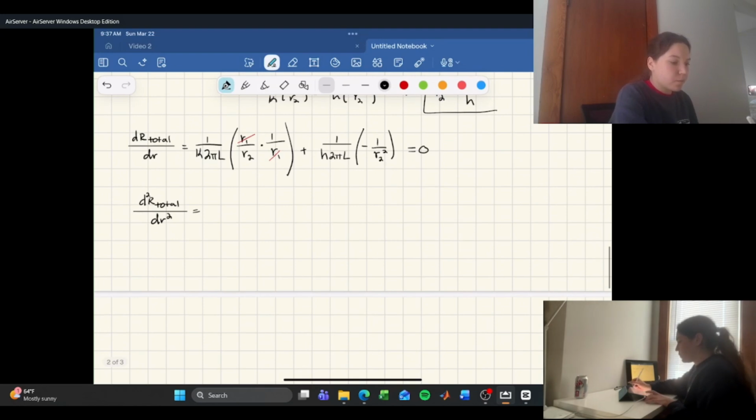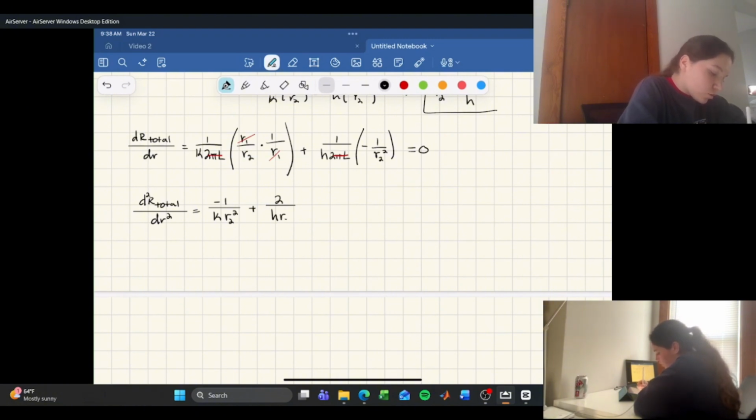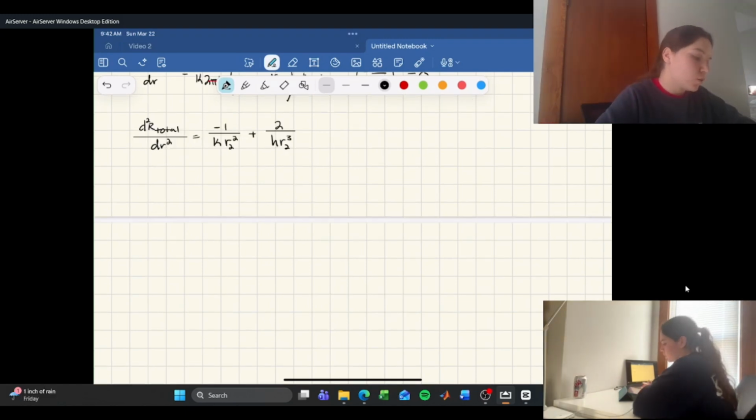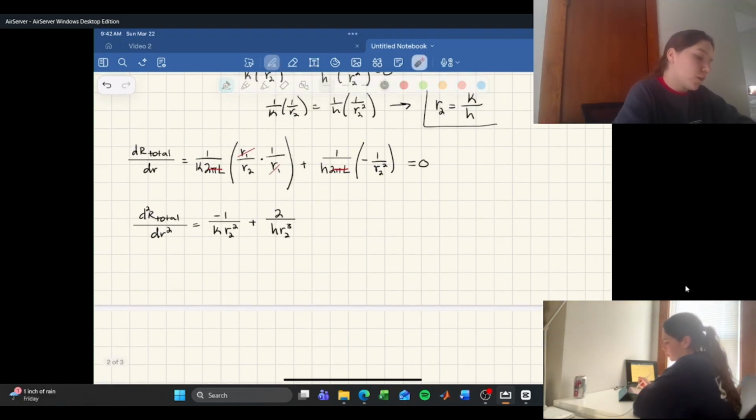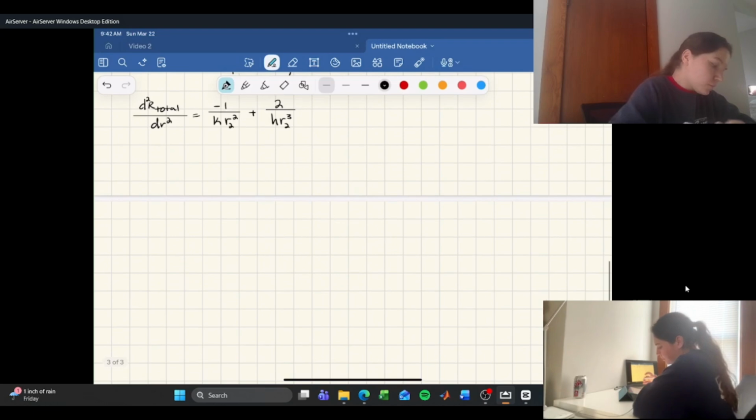Okay, so this one, these terms cancel before, so we can simplify that there as well. And so for the second derivative, we're going to end up with -1 over the thermal conductivity times R2 squared. And then we're going to add this to 2 over the heat transfer coefficient times R2 cubed. And then we just solved for R2, so we can plug this in there and there. So let's do that.